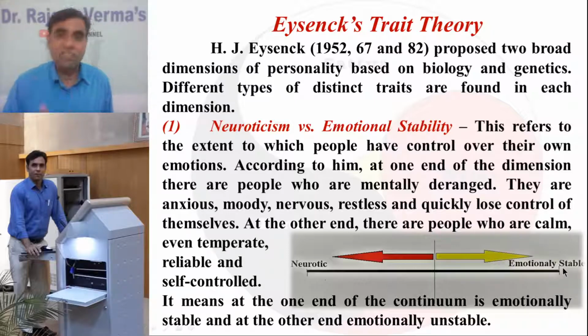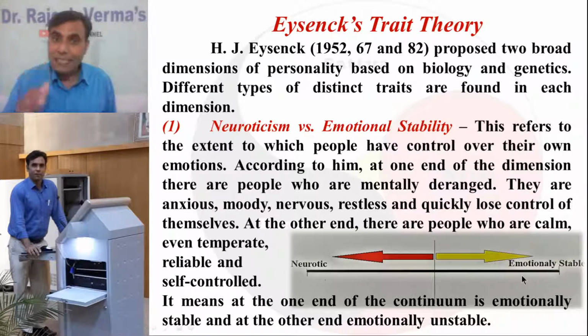This is Eysenck's trait theory. And if you move this way, at this end, people are neurotic. So this is neuroticism versus emotional stability. The people who are neurotic are anxious, moody, nervous, restless, and quickly lose control of themselves. People on this side have these types of traits. At the other end, toward the yellow side, there are people who are calm, even-tempered, reliable, and self-controlled, with control over their emotions.